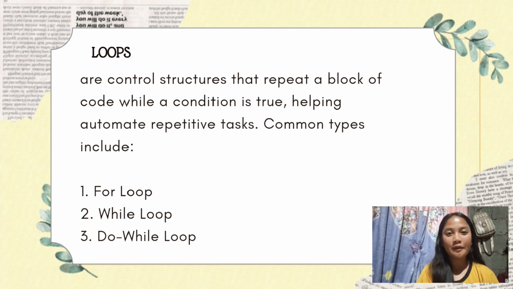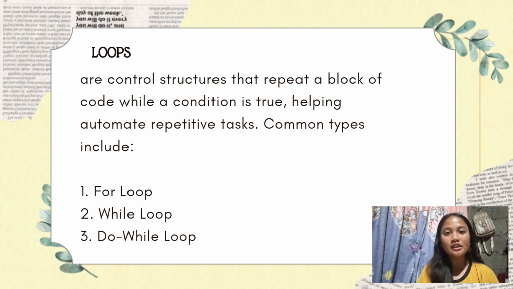There are different types of loops, but the most common ones are for loop. A for loop executes a block of code a specified number of times. It's typically used when the number of iterations is known in advance. Next is while loop. A while loop repeats a block of code as long as the given condition is true.